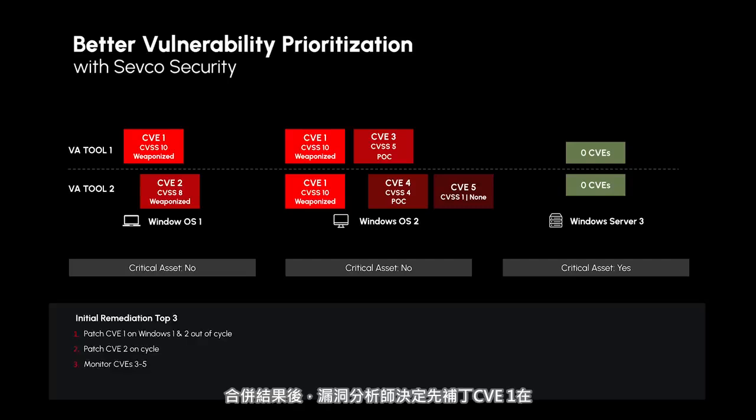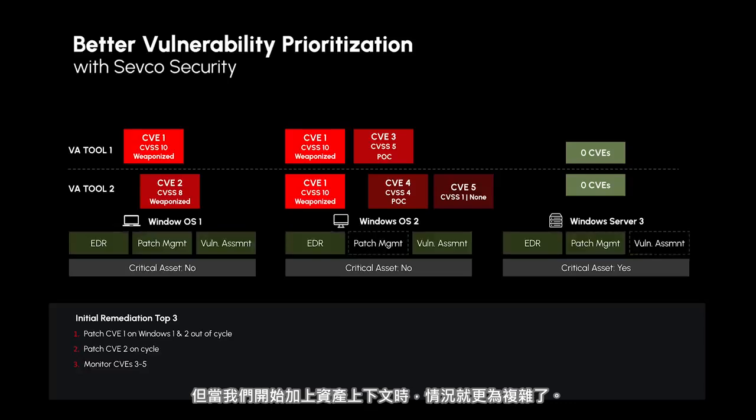After consolidating the results, the vulnerability analyst concludes, let's patch CVE 1 on Windows 1 and 2. Let's patch CVE 2 on Windows 1 on cycle. And then we'll monitor 3 through 5 because the severity is low and the maturity of the exploit is still in proof of concept. And so that takes care of vulnerability prioritization from a pure vulnerability perspective. But when we start to layer on the asset context, it complicates the story even more.